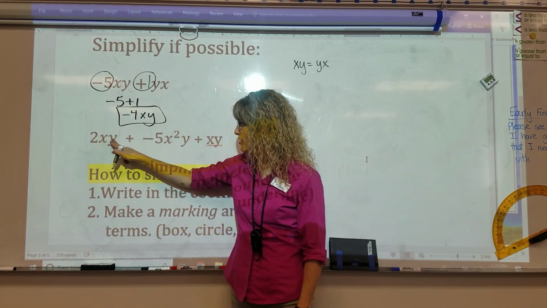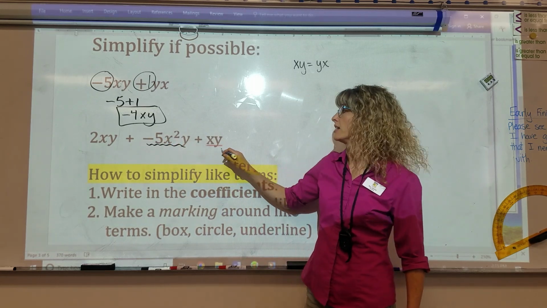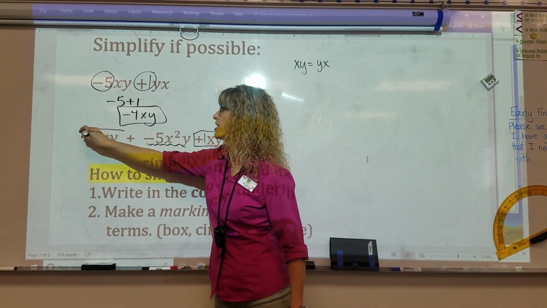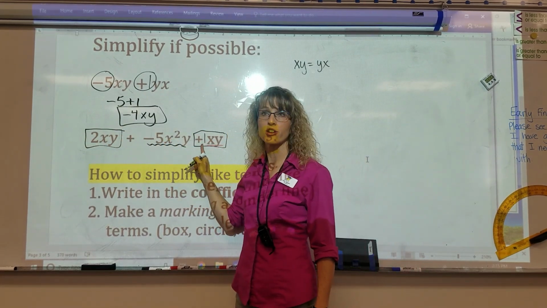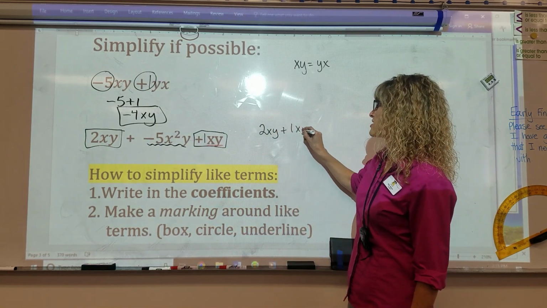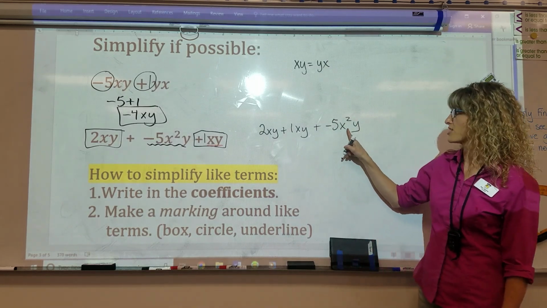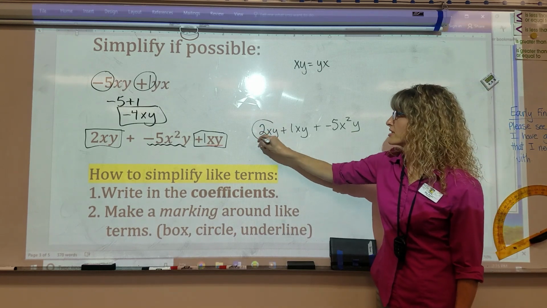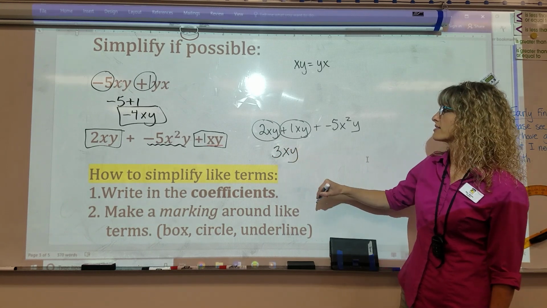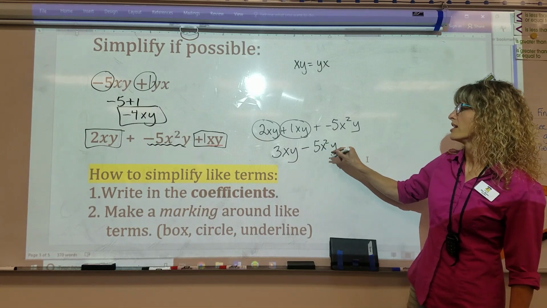I have 2 x-rays and yo-yos plus some other weird thing, but it doesn't match, so I'm not going to add it. Oh, and then I have another x-ray and yo-yo. I'm going to box the things that are alike, so visually I can find them, and write them side by side: 2xy plus 1xy plus a -5 weird thing, x squared y. Now I'm going to add my like terms. 2 plus 1 is 3xy's. And I don't really need both, I can just write -5x squared y.